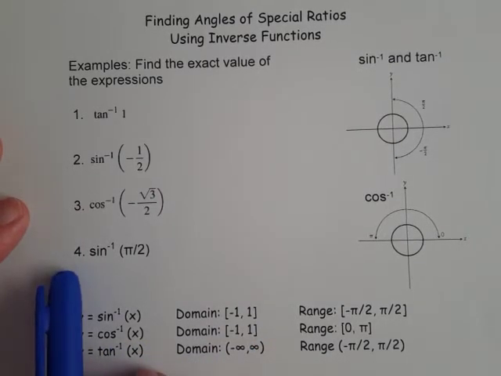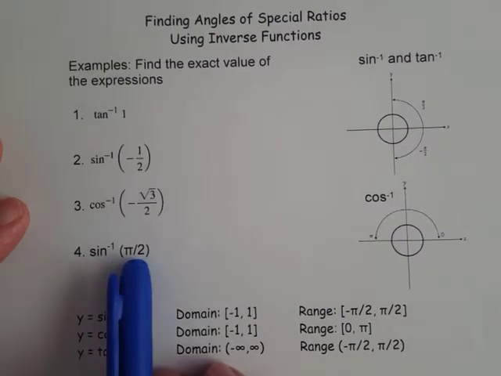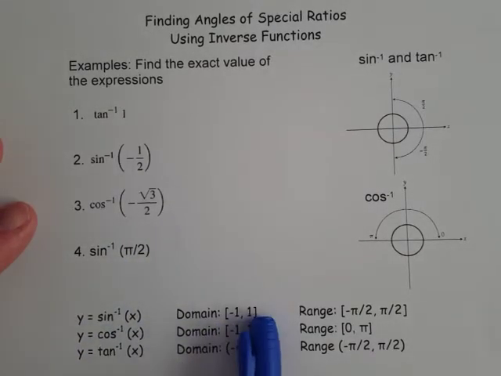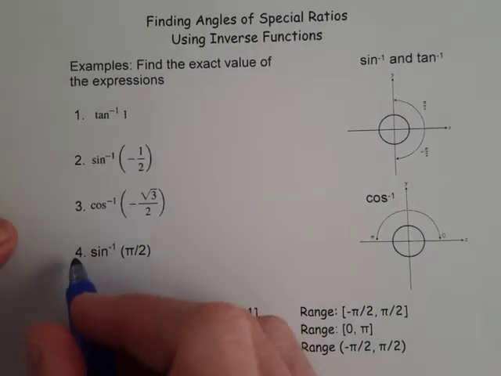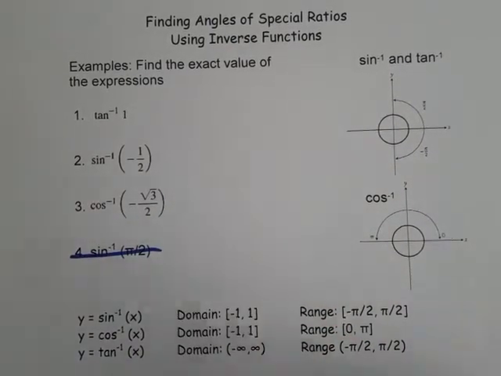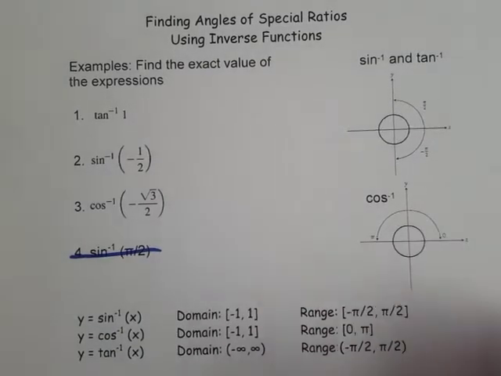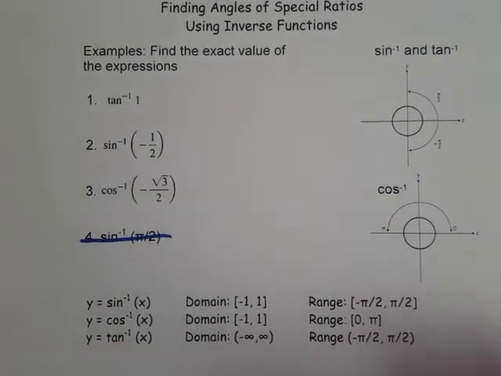However, number 4 is sine inverse of pi over 2. Now, pi over 2 is approximately equal to 1.57. So if we're doing sine inverse, putting pi over 2 in there will not work. And so this fourth example is not really an example at all. That one will not work out. We can't even plug that in.